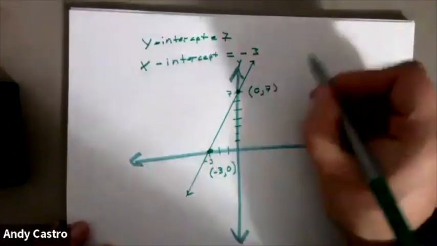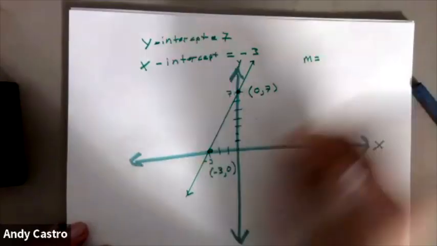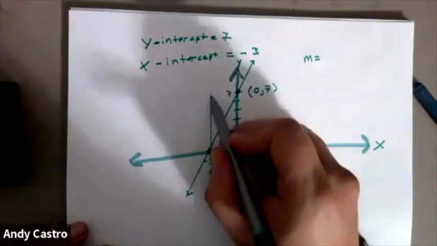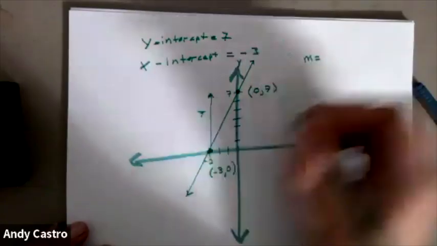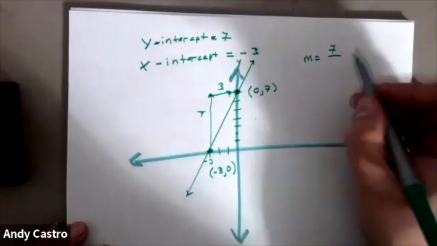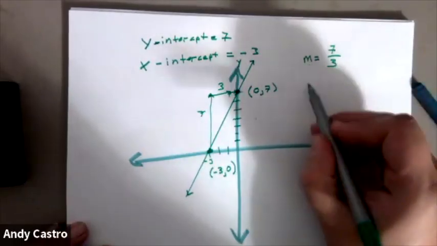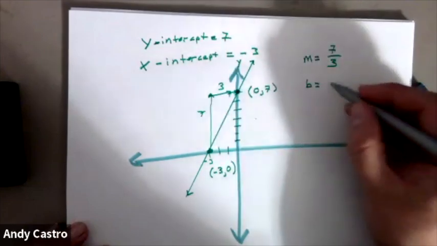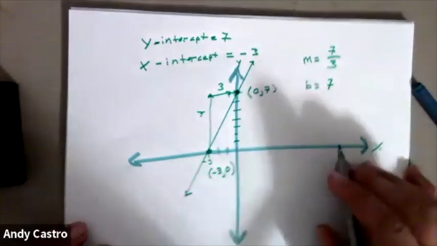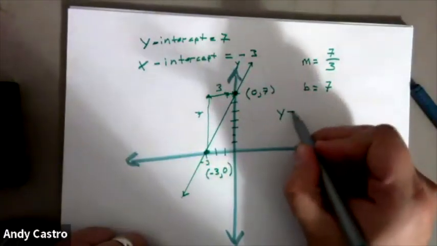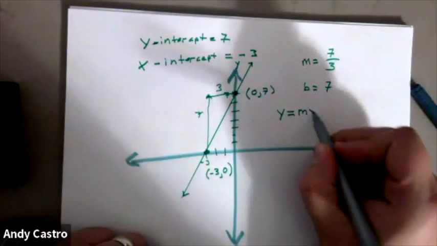I could find the slope of this line. If I look at from here to here, my rise is 7. My run is 3. My y-intercept, I already know that to be 7. So I can very easily create an equation for this line. I'll use slope-intercept form.